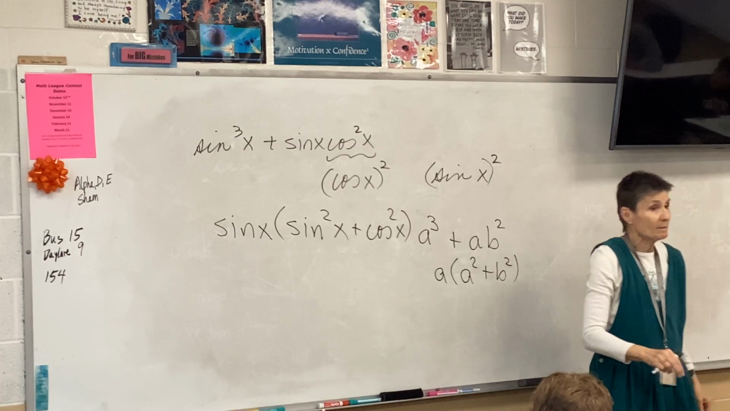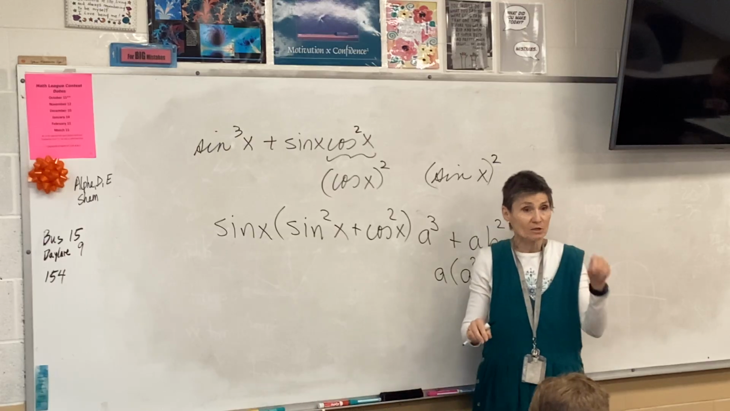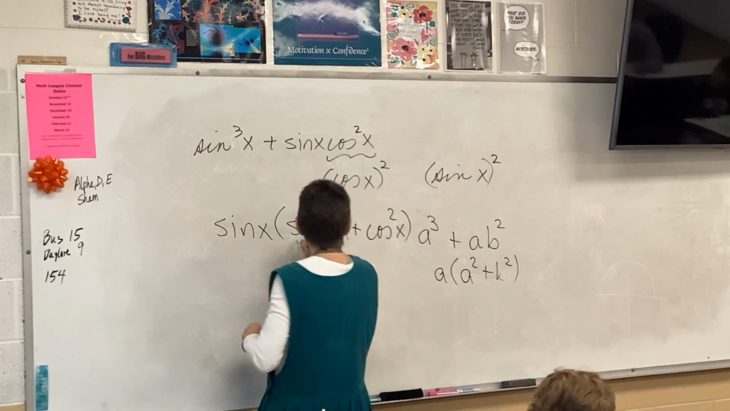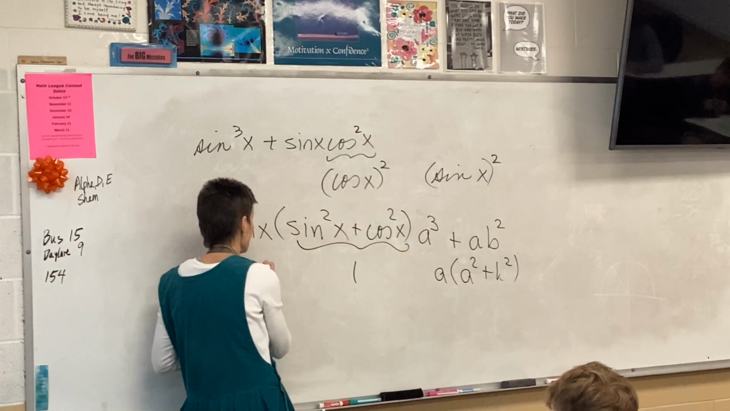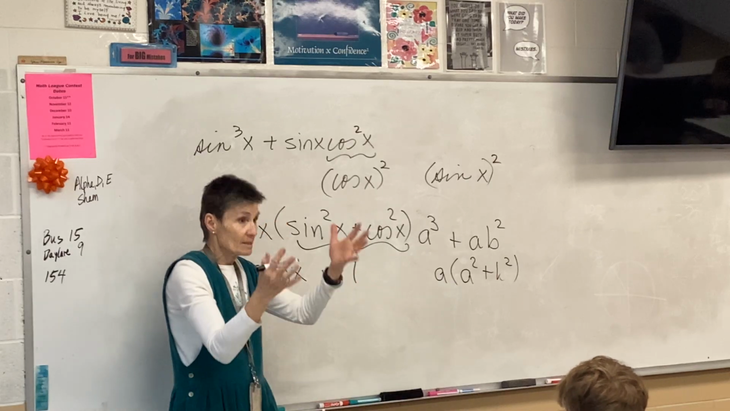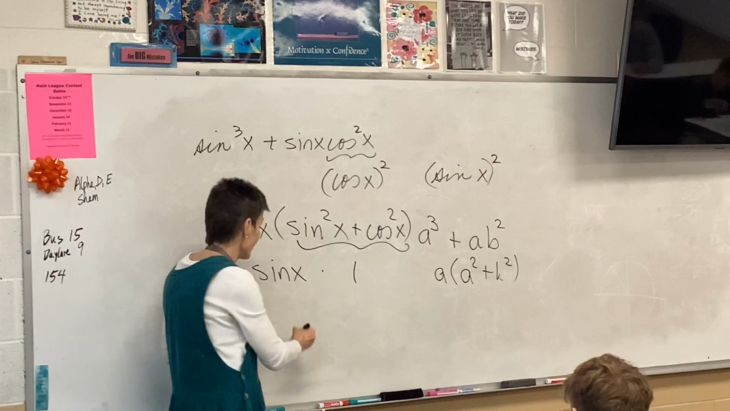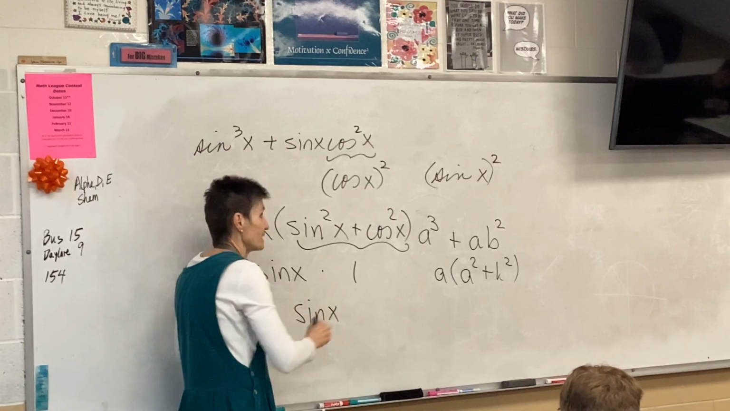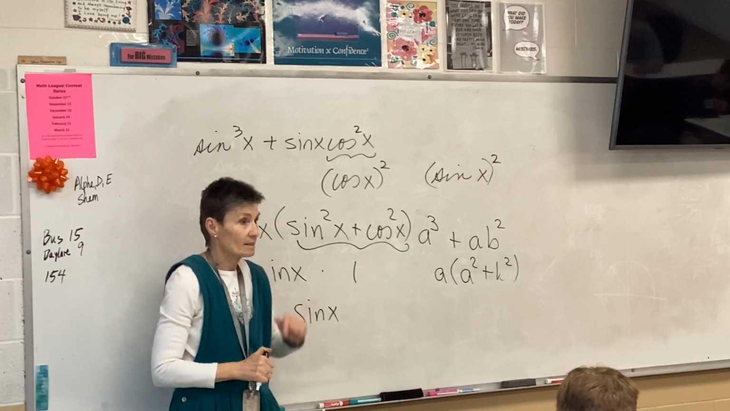The fundamental trigonometric identity says sine squared plus cosine squared is 1. So every time you see this, it's 1. The direction said simplify the problem. Guess what? It simplifies down to sine x.